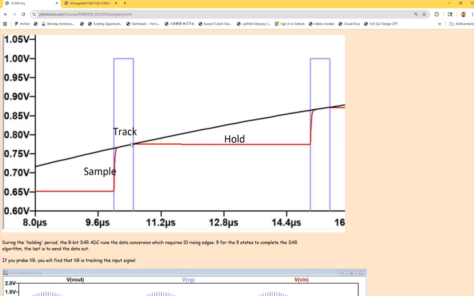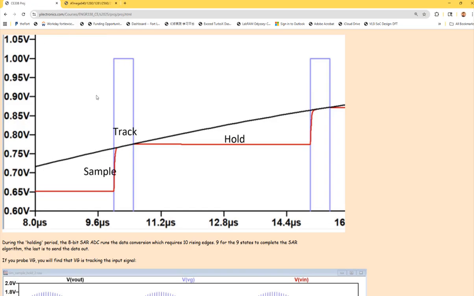Sample and track when there's a floating VDD. And whenever it's holding here, which means that the switching NMOS is getting turned off, it's holding at the capacitor of the sample hold circuit. Scratching your head? What? That's where we need a quiz.